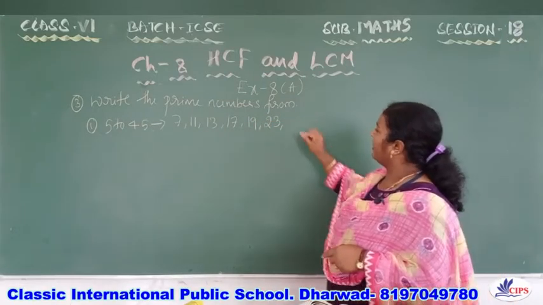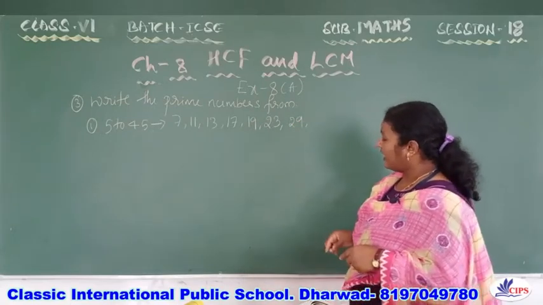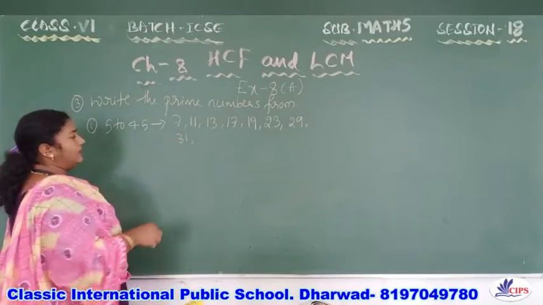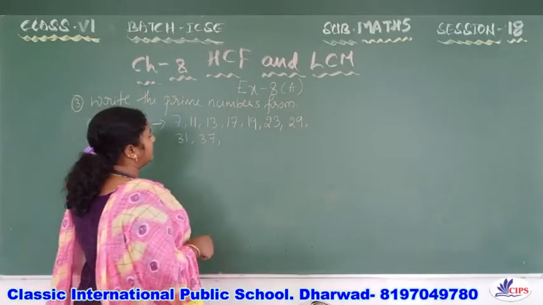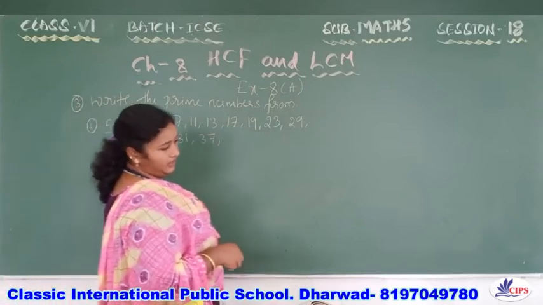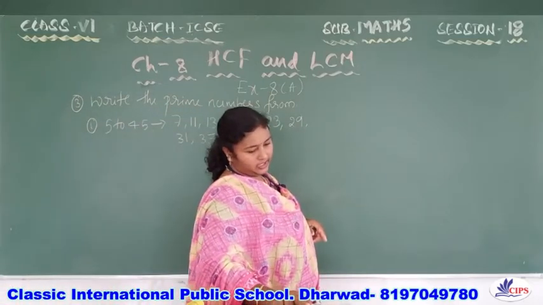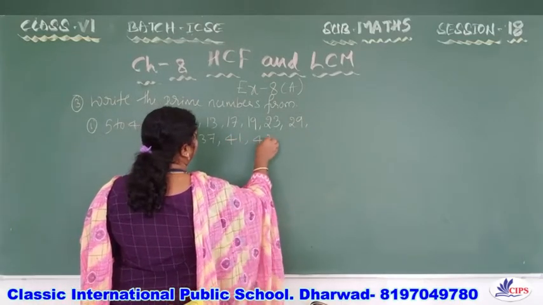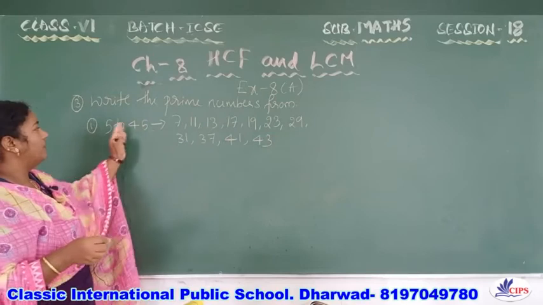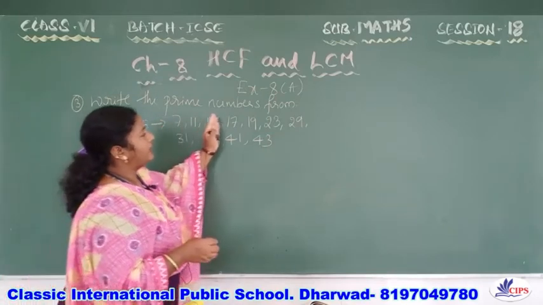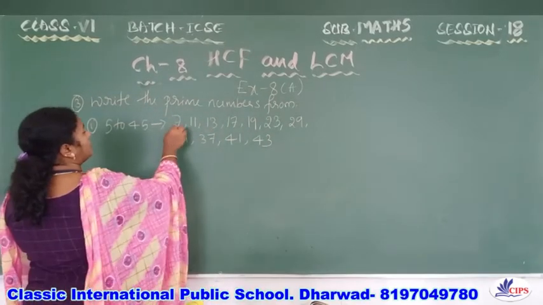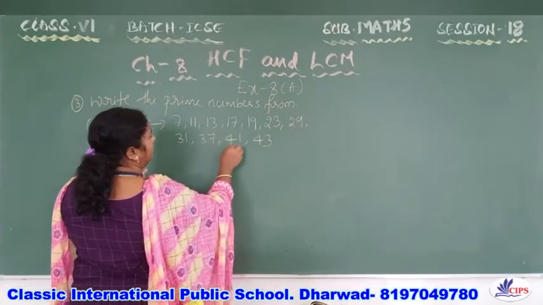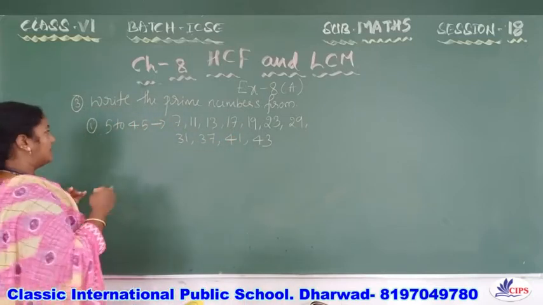After 23, it is 29. After 29, 31. Then 37, and after 37 it is 41. I think it's not 40, yes, it's 41, and then 43. They told 5 to 45, you have to write the prime numbers. We have listed them: 7, 11, 13, 17, 19, 23, 29, 31, 37, 41 and 43. So this is how you have to do it.